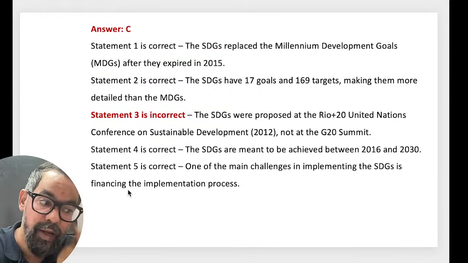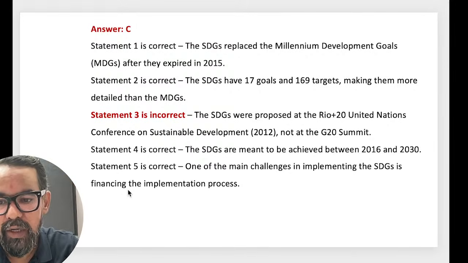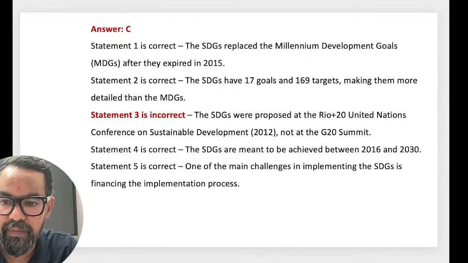Vasant sir, very late, huh? Vasant sir, you are joining the session very late. All good?